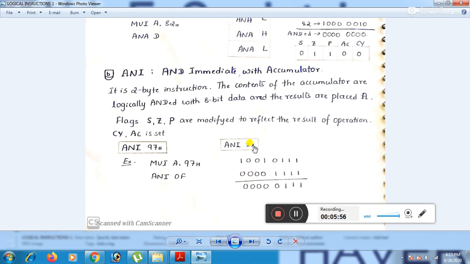So let us take an example here: ANI XX. For example, MVI A, 97H and ANI 0F. So the accumulator contents is 97H. Then we immediately AND the contents of accumulator with 0F data. This is 97 and this is 0F. As I have said, both the inputs are high, output is high. Then the result is 07, which is placed back in accumulator. Fine. In a further session we will discuss some more logical operations. So in the next part we will discuss it.